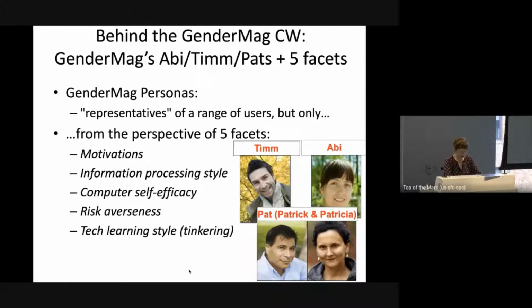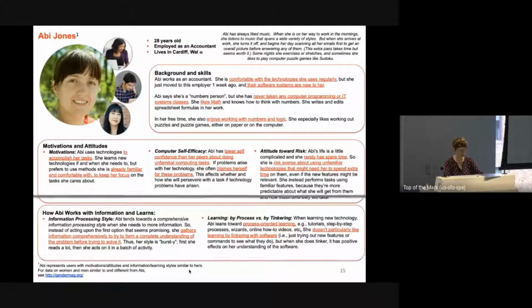So I've told you that we have these personas that bring to life these cognitive styles. The 5 of them, we refer to these as facets, are their motivations, not how motivated they are, but why are they sitting in the chair? What brought them to this software? Their information processing style, their computer self-efficacy, their risk aversion, and their learning style in learning new technology, whether it's tinkering or something else. We won't go through all of these. I'm just going to take you through 1 or 2 of them.